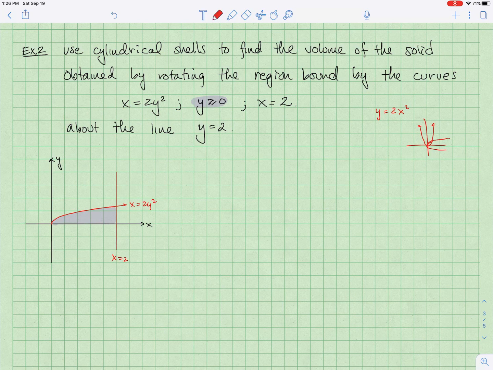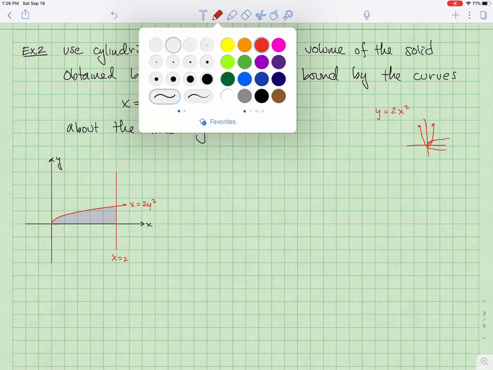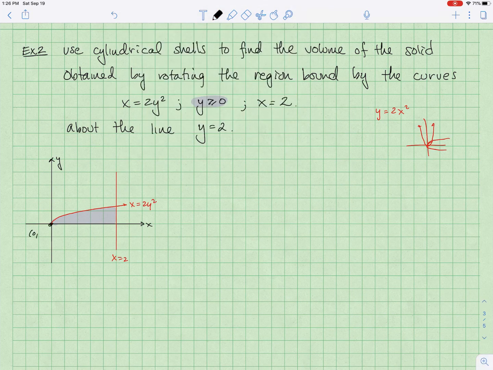We should find those points of intersection, I suppose. This is 0, 0. Where do these two intersect? Well, if I set the two curves equal to each other, that is x equals 2y squared is equal to 2, then y squared is equal to 1, or y equals plus or minus 1. So this must be the point (2, 1), since it's up above the x-axis. And I guess if you wanted, this is (2, 0).